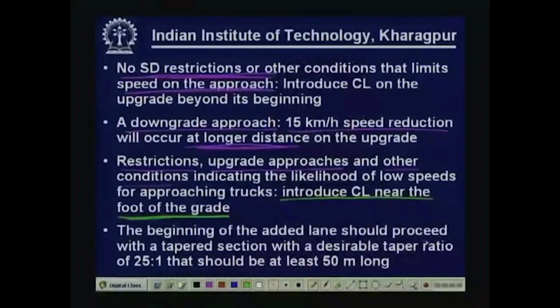Remember that the beginning of the added lane should proceed with a tapered section, with a desirable taper ratio of 25:1, subject to a minimum of 50 meter length. Now, this tapering is necessary to make the road system or the design compatible with driver behavior. The way the driver normally changes lanes or shifts the vehicle, to make it compatible with driver behavior, proper tapering must be done.